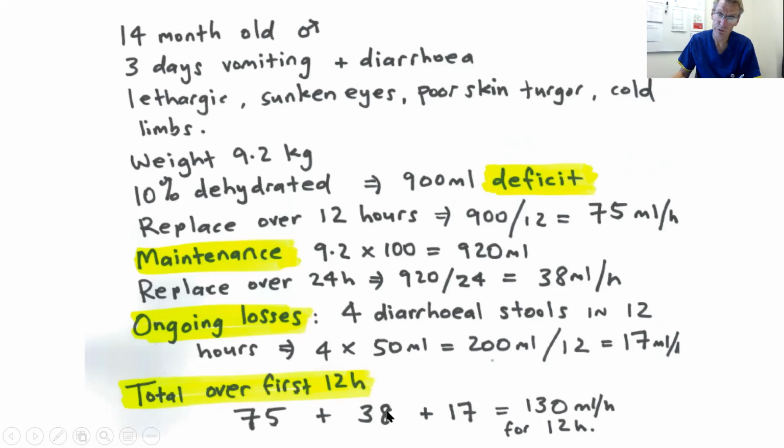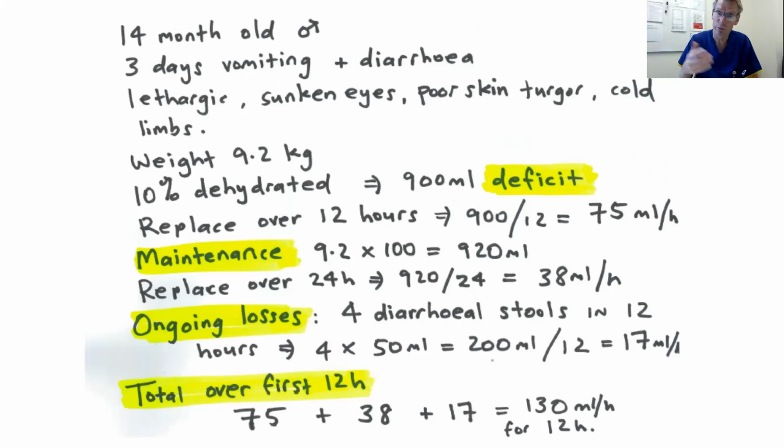So the total over the first 12 hours is 75 mils of deficit plus 35 mils an hour of his maintenance plus 17 mils an hour for ongoing losses. So that adds up to 130 mils an hour for the first 12 hours. And you can come back in 12 hours' time and assess whether you've calculated properly and you've rehydrated the child properly if you gave 130 mils an hour. And if you came back in 6 hours, then you should be starting to see the signs of dehydration resolve.